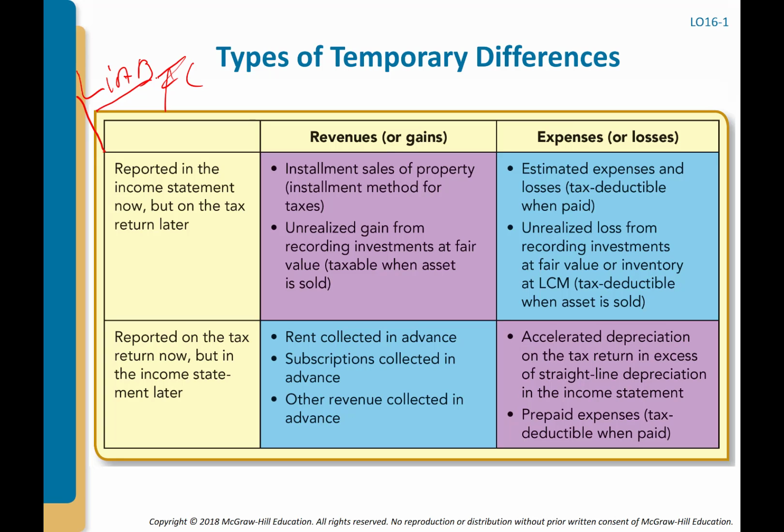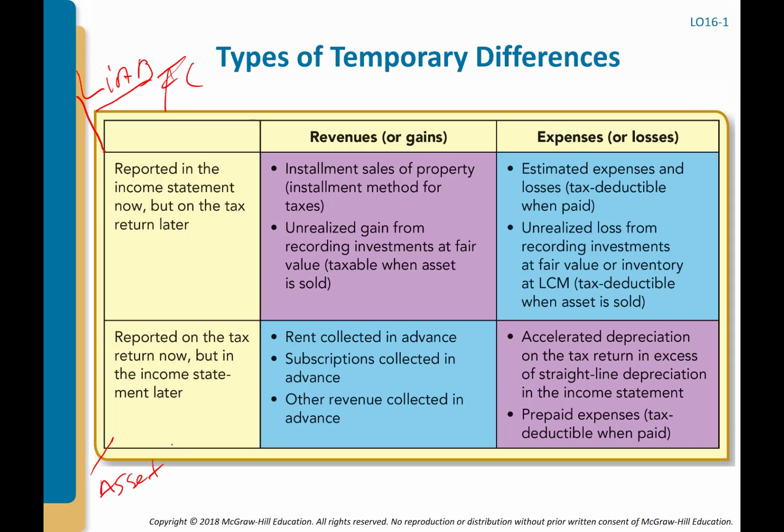If something is reported on the tax return now, but on the income statement later, remember, guys, we're looking at it from the standpoint of our financial reporting, right? So we're sitting there and we're saying, you know what? We prepaid that tax, didn't we? Right? And so that's going to be a deferred tax asset, right? Okay? All right, so we understand the direction this table is going.